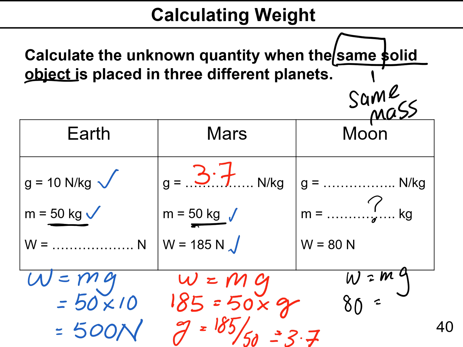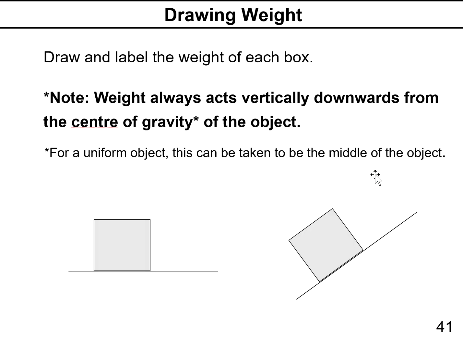So this will be 50, right? So if you know the weight is 80, the mass is 50, then what is g? So g is 80 over 50, and 80 over 50, you will get 1.6 newtons per kilogram, right? So let's move on.